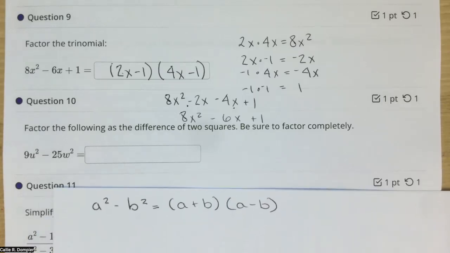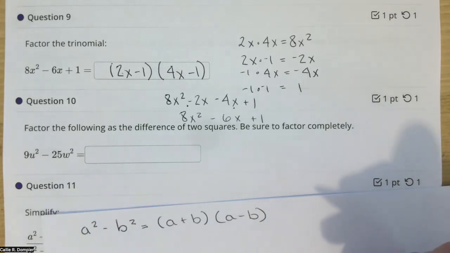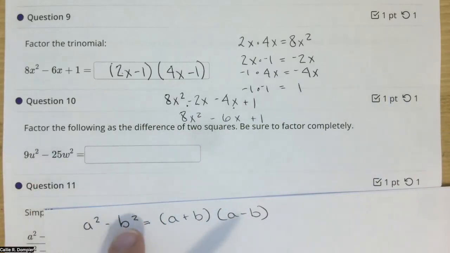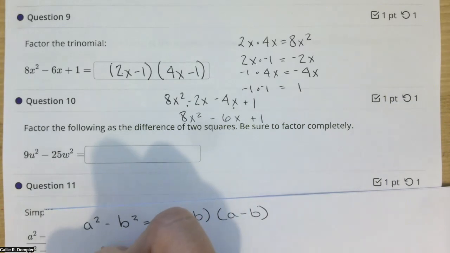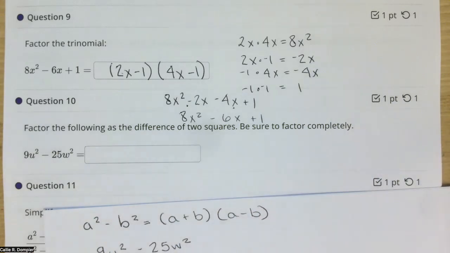And look at it. A squared minus b squared equals quantity a plus b times quantity a minus b. That's all you have to do. You will be done when you can get from a squared minus b squared to a plus b times a minus b. Good? So here we have 9u squared minus 25w squared. Let's look at this.